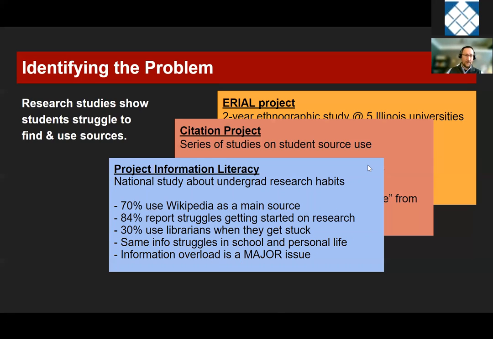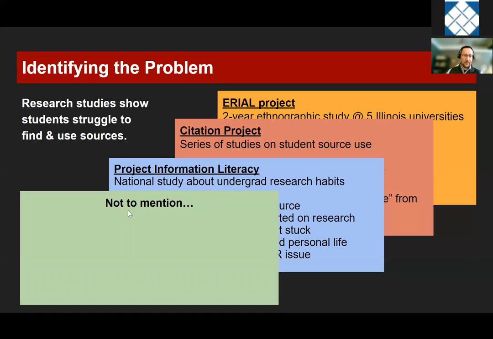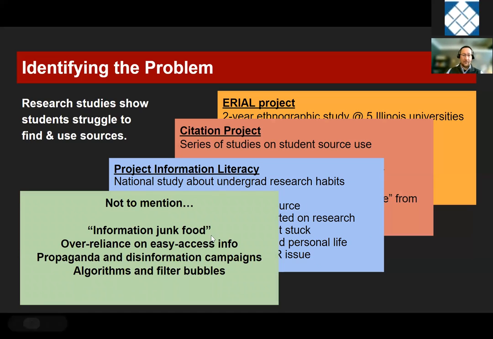So one more of these. Really, this is just a whole bunch of things that come up all the time. Information junk food. There's a lot of information available, and a lot of it's junk. Students start believing things when they see it on social media, perhaps, just like the rest of us. There can be an over-reliance on that really easy access stuff. If it's free and quick and it sort of does the job, then that's what they rely on.